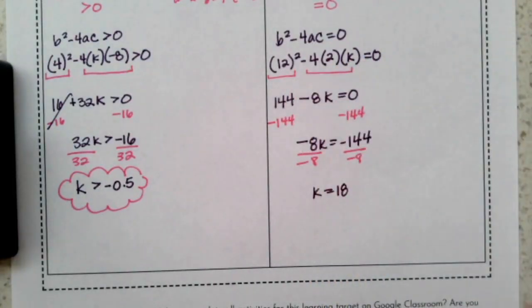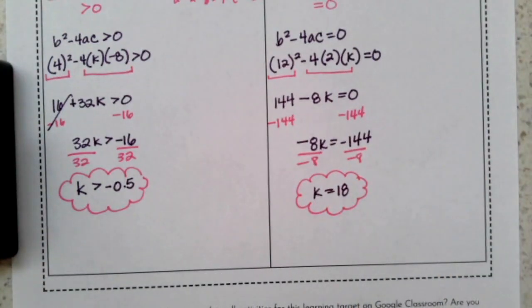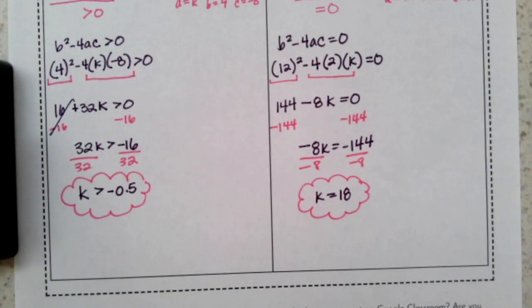So that is telling me that the only thing that k can be for it to have one solution is 18. If it's anything else, it will have either two solutions or no solution. So this is the only thing that will allow it to have one real solution.